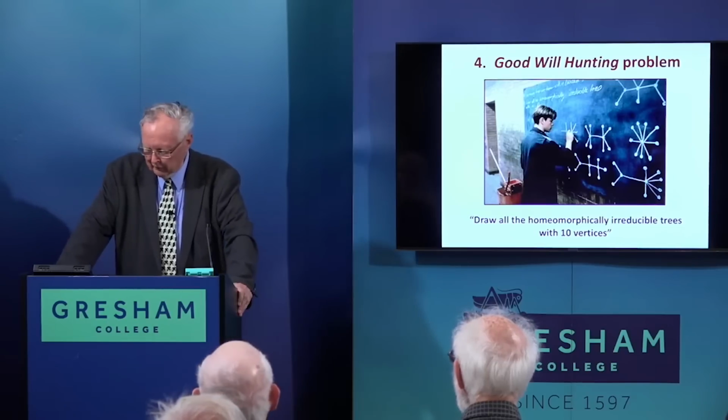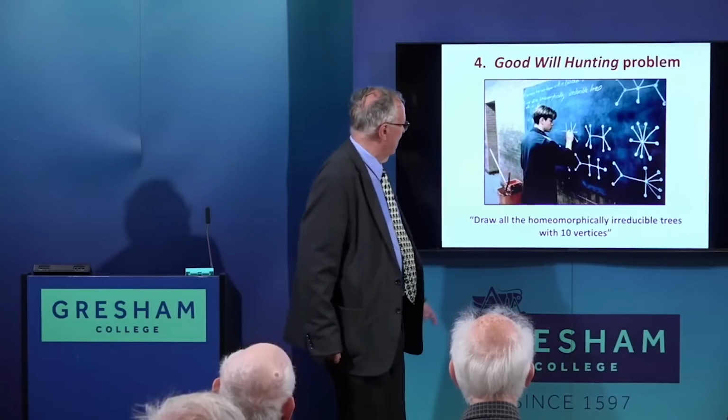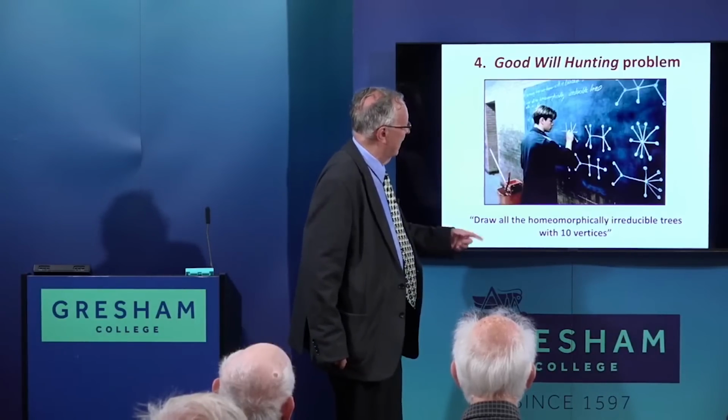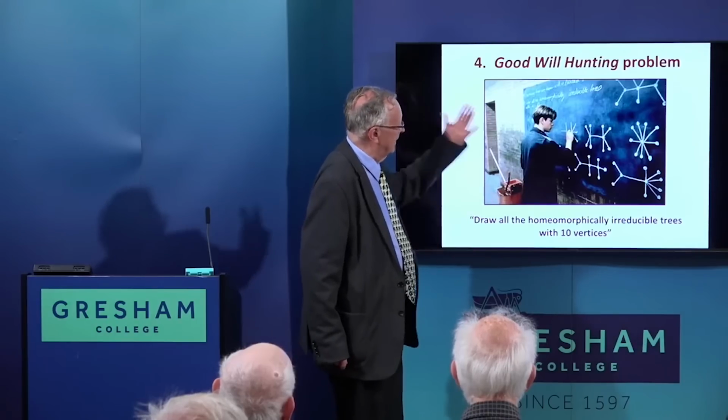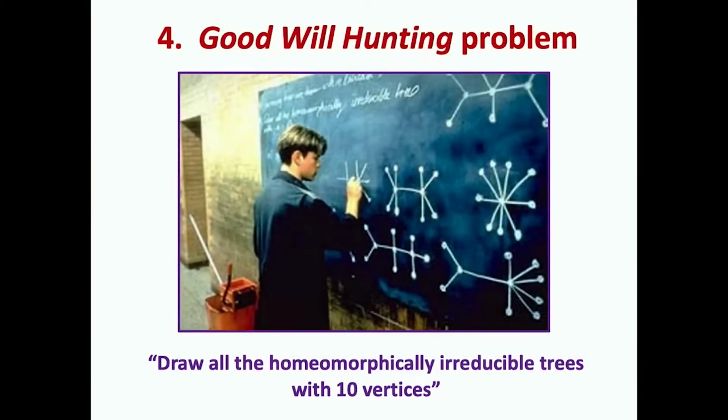Well, don't worry about what functional analysis is, but it's actually a very, very simple problem in graph theory to draw all the homomorphically irreducible trees with 10 vertices. And I'll explain what that means in a minute. But basically, that's an easy problem to solve. I've given it often to my students, and they all get it right first time, even if MIT professors take 2 years to do it.